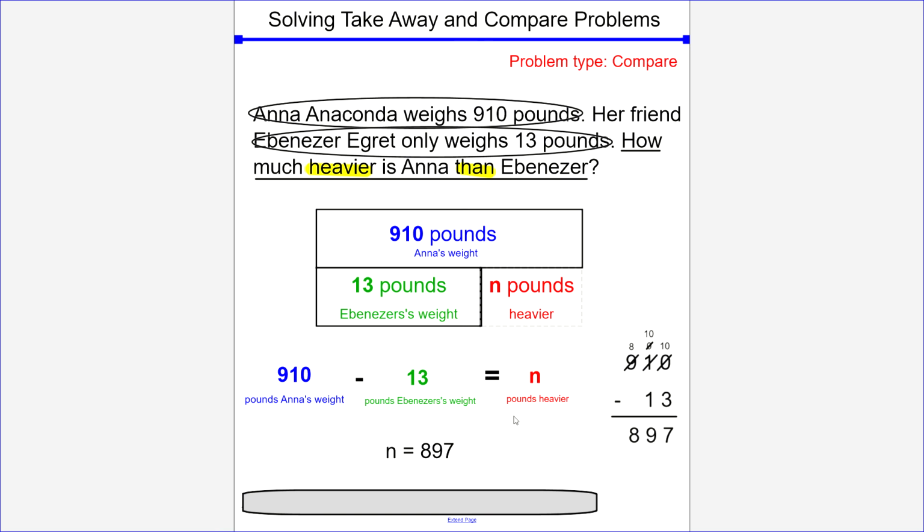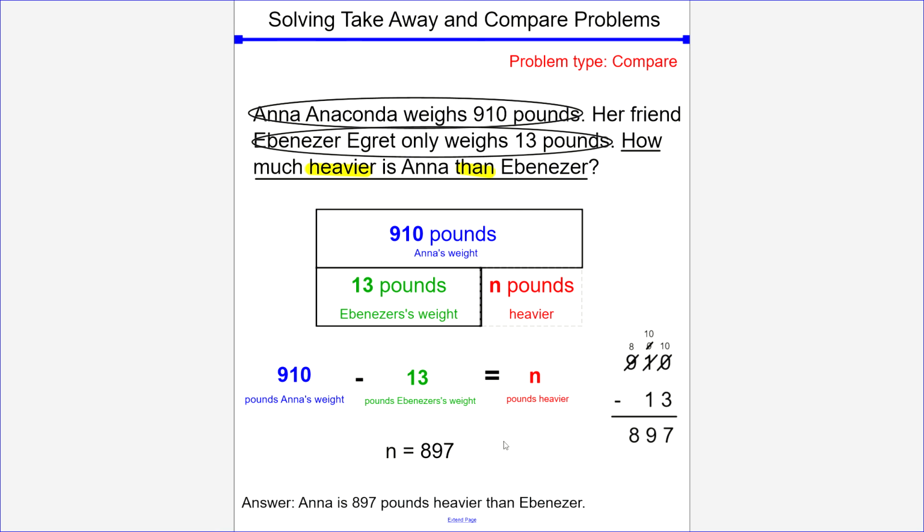Now I want you to think about what our answer to the story problem would be. How much heavier is Anna than Ebenezer? An excellent third grade answer would sound like Anna is 897 pounds heavier than Ebenezer. Excellent job solving this compare problem.